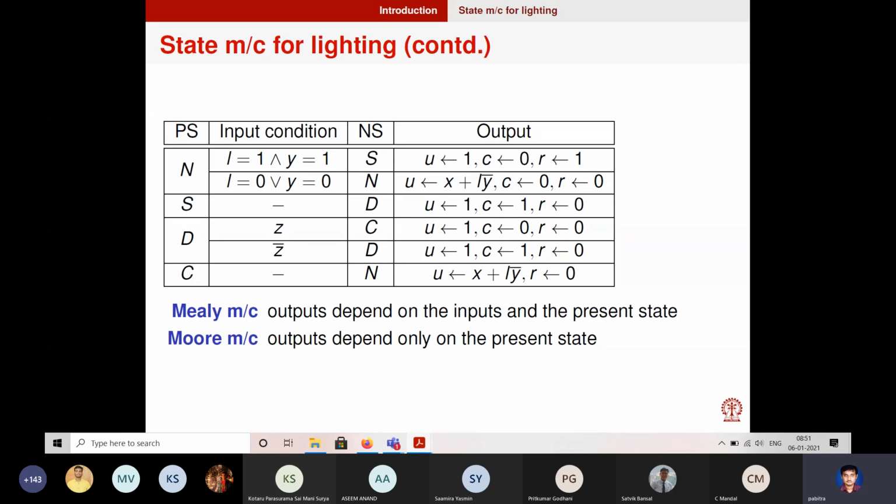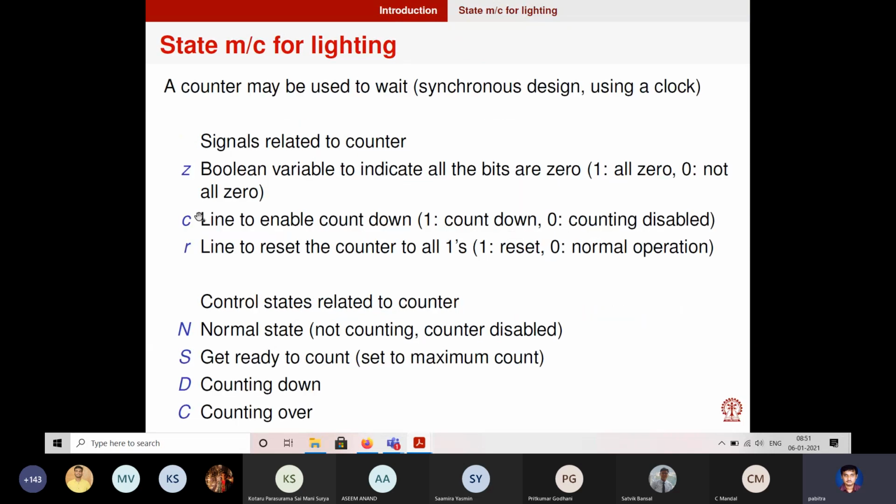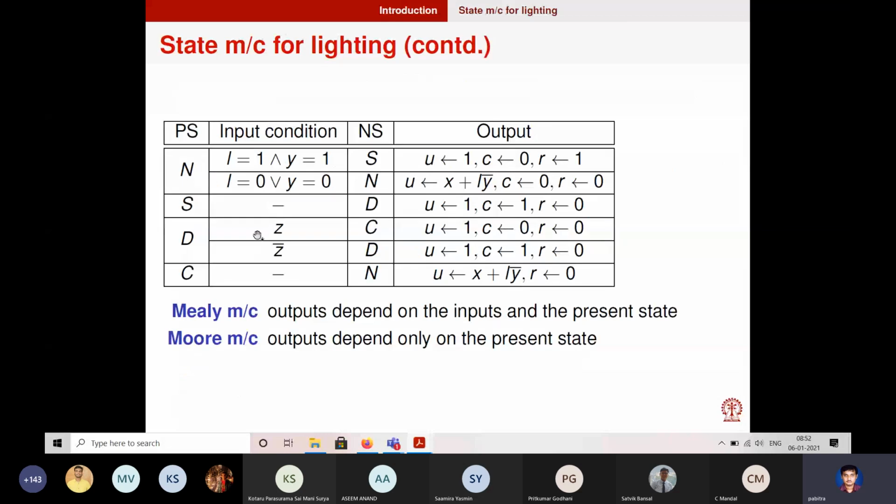If the previous state was start and the next state is D, you don't need any input condition, it will naturally start. If the previous state is D and the input is Z, what is Z? Z is the Boolean variable to indicate all bits are 0. That means counting is over. You have counted down to 0, say 1000 milliseconds, you have finished counting. Then your next state is C.